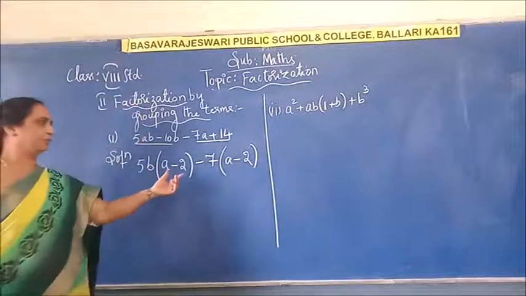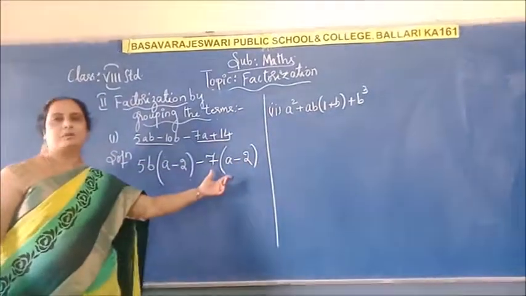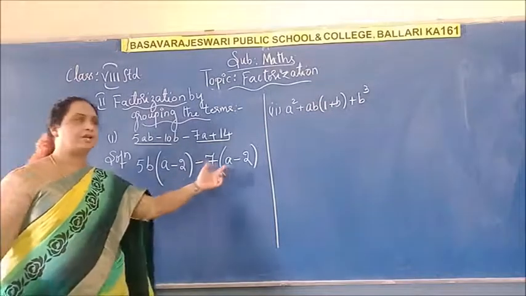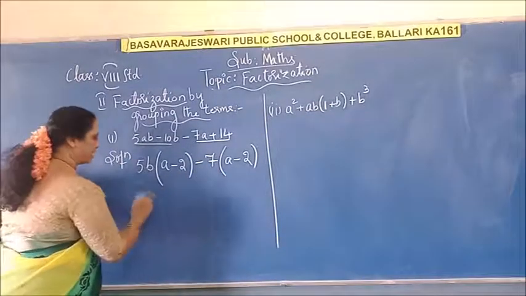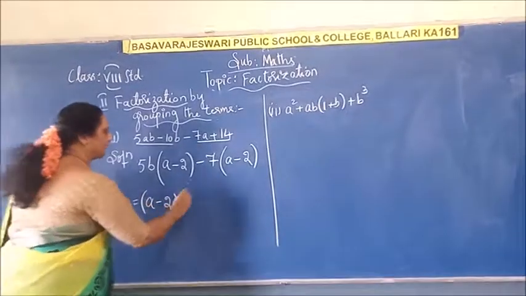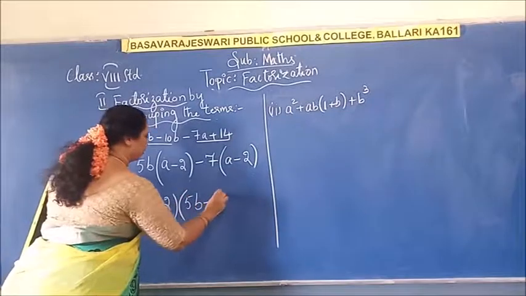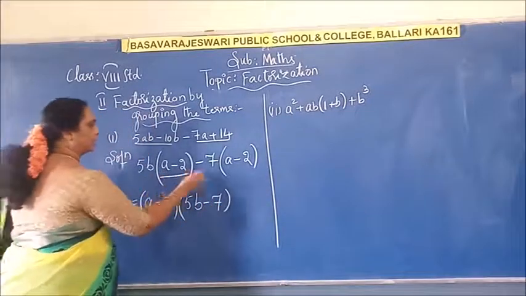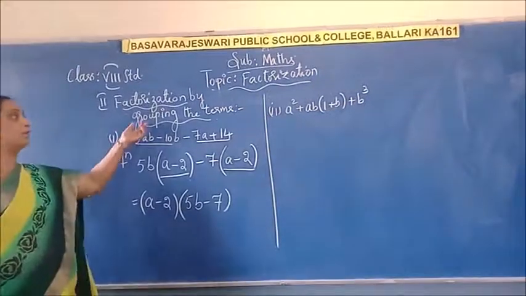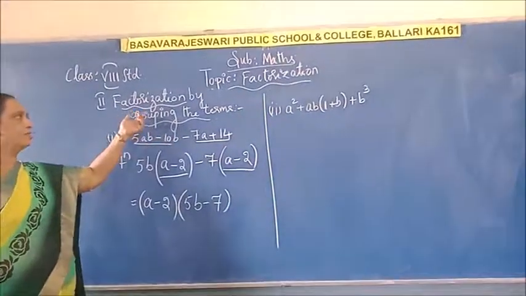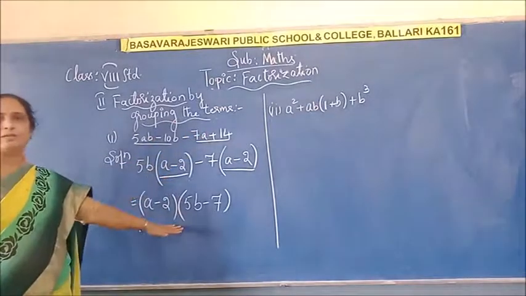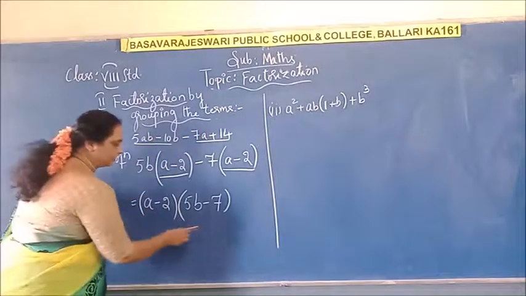You have to see that you get the same factor here, so that you can take out the common factor again. In these two, A minus 2 is common, and 5B minus 7 you have to write as it is. Here again, A minus 2 is common in both. This is factorization by grouping the terms: take out the common factor and resolve them into factors. So this is your answer.